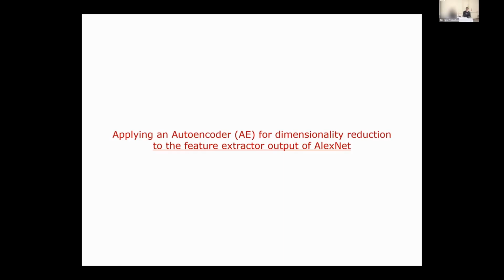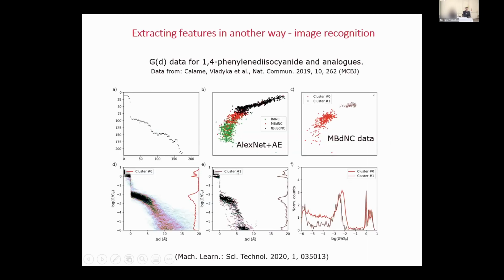Now, then we thought, okay, well, let's see what the feature extractor can do for us. So we now use an autoencoder on the feature extractor output of AlexNet. Again, an example of the trace for MBDNC. And initially, the result was somewhat disappointing. So we've had 3 different molecules. Okay, they all kind of overlap to some extent.